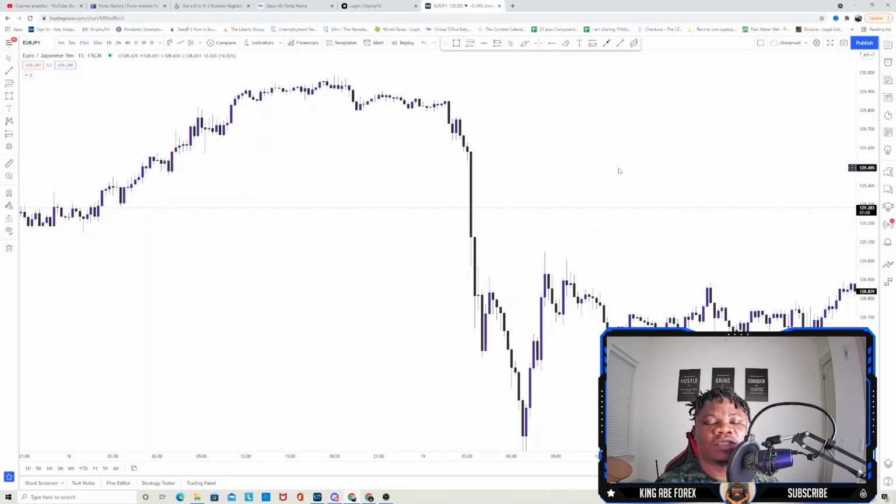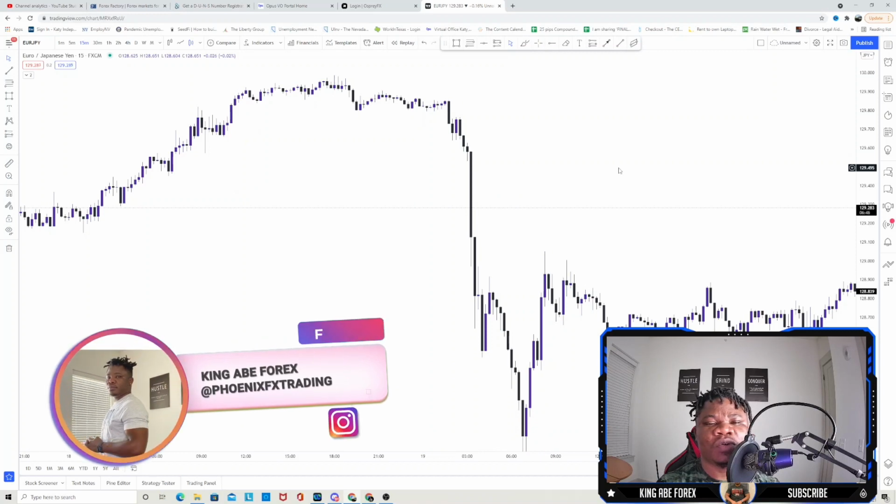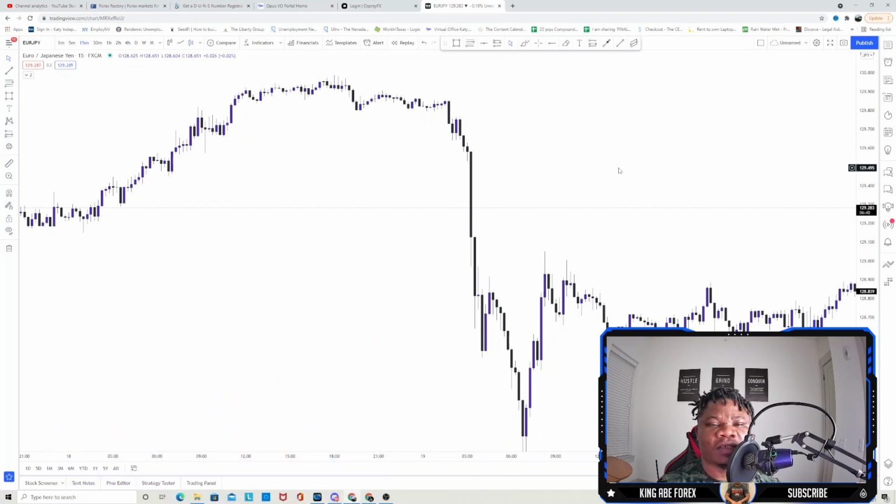Now to use this strategy, we're only going to be using one indicator, and before we add the indicator onto our charts, we need to identify our highs and our lows to make sure this strategy works perfectly for us. And I'm going to be showing you guys all this step by step.